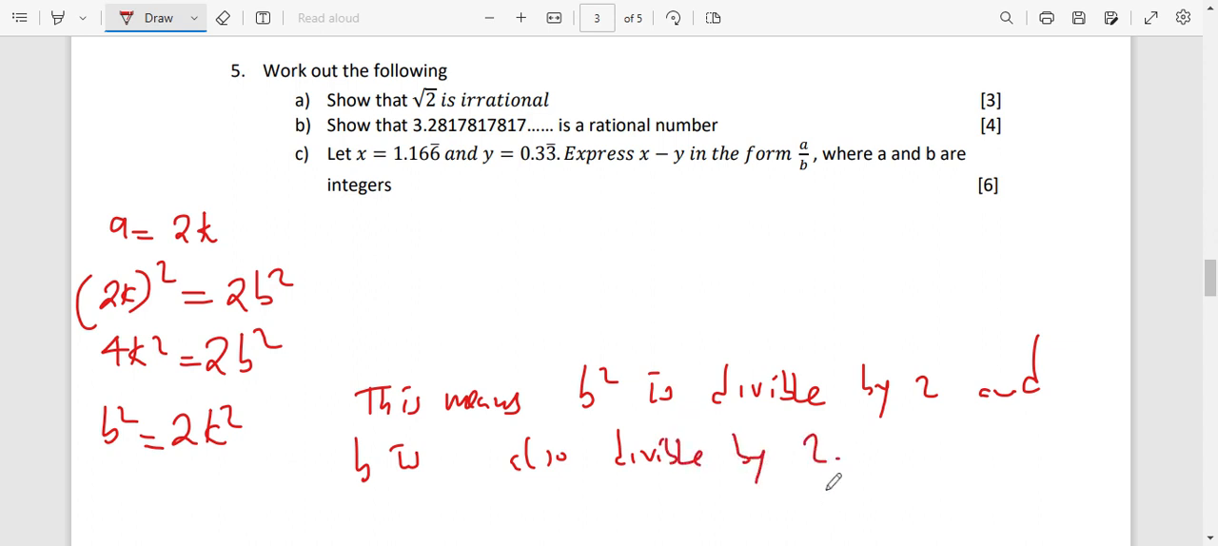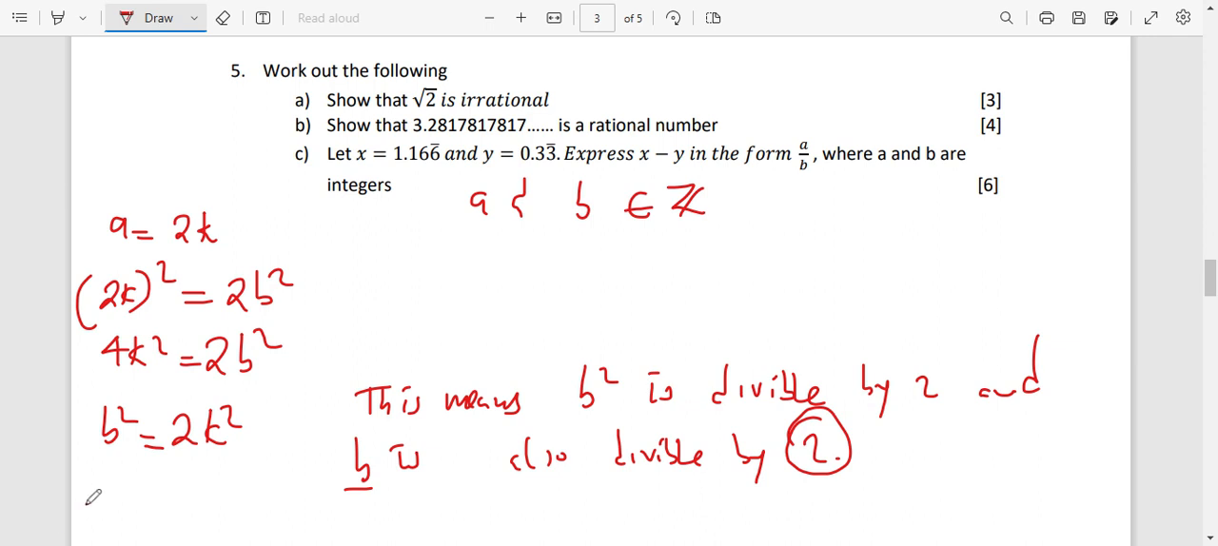Now you see, at the beginning we said A and B are integers or co-primes, or integers in their simplest form, meaning that there is no number that can go into A and B without leaving a remainder, or A and B cannot be divided by the same number. Now we have just seen that A and B can both be divided by 2. So this violates our assumption.